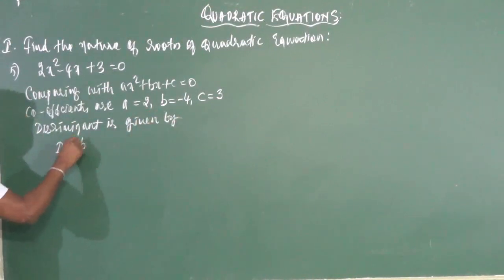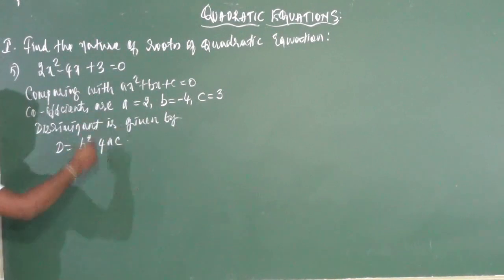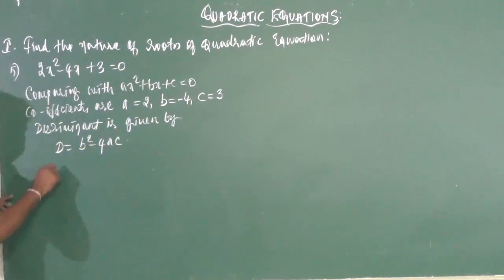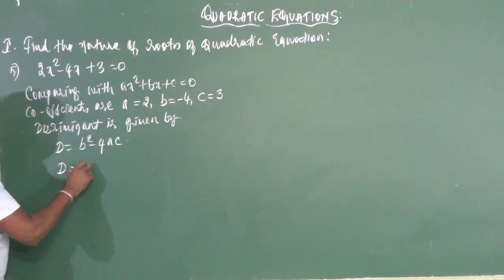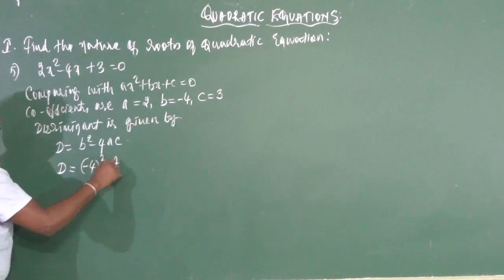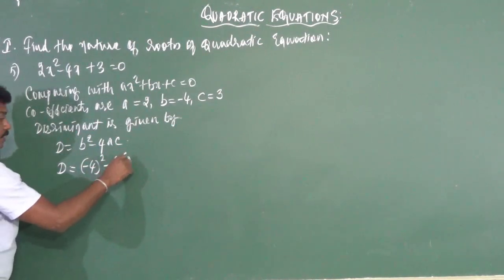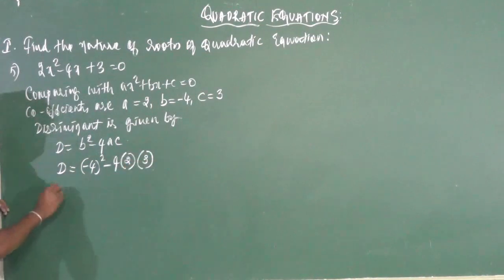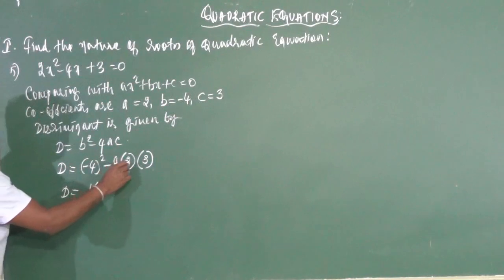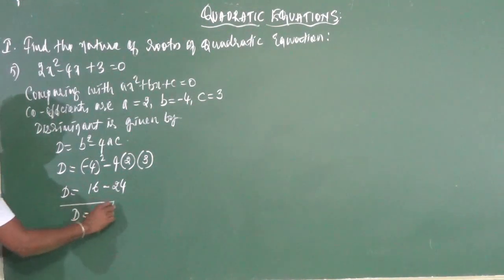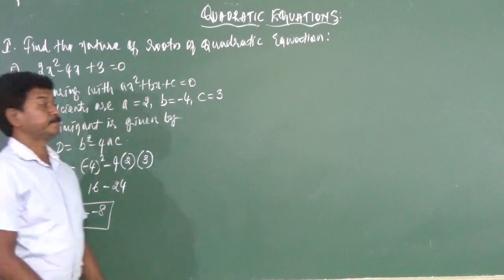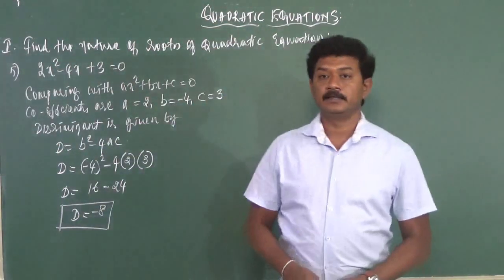D is equal to b square minus 4ac. Let us substitute the values. So D is equal to b square, minus 4 whole square, minus 4 into a, 2, c, 3. So D is equal to minus 4 whole square is 16, minus 4 twos are 8, 8 threes are 24. So D is equal to 16 minus 24, minus 8.